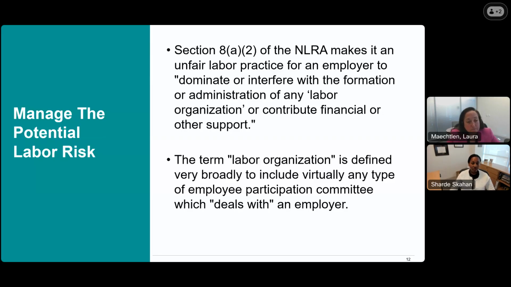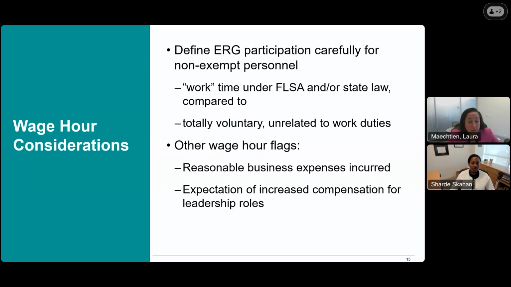So next slide. We also wanted to talk about wage and hour considerations, and just to flag here that you want to make sure that you're managing ERG participation carefully for non-exempt personnel, obviously defining work time under FLSA or state law as compared to totally voluntary or unrelated to work duty time that may not need to be compensated. There is a regulation under federal law talking about lectures, meetings, and training programs. So under the FLSA, attendance at lectures, meetings, and training programs and similar activities does not need to be compensated, provided 4 criteria are met.